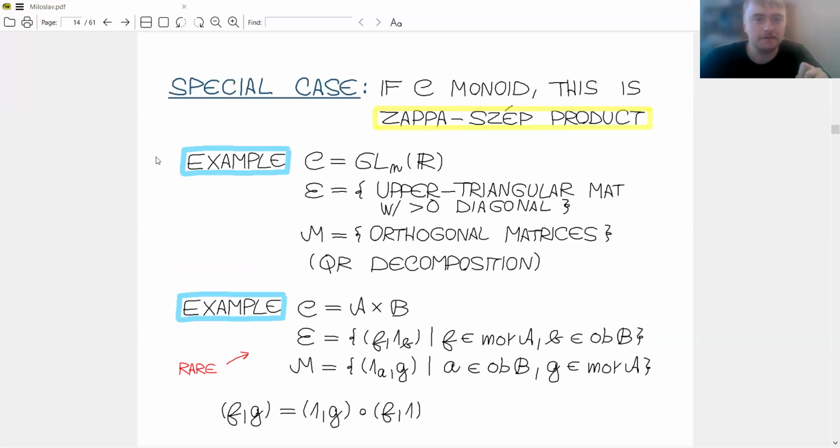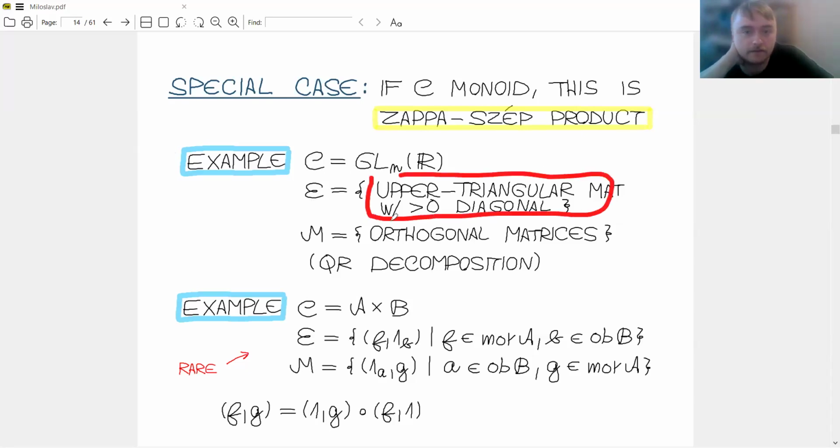Now I will tell you some examples of strict factorization systems. First of all, there's an important special case. If C is a monoid or a group, this is what's called a Zappa-Szép product in the group theory literature, I guess. An example is given by invertible matrices, for example the QR decomposition of matrices. Every invertible matrix can be uniquely written as an upper triangular matrix with positive elements on the diagonal followed by an orthogonal matrix.